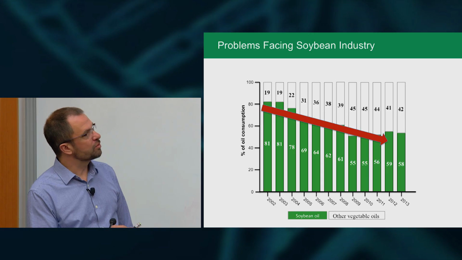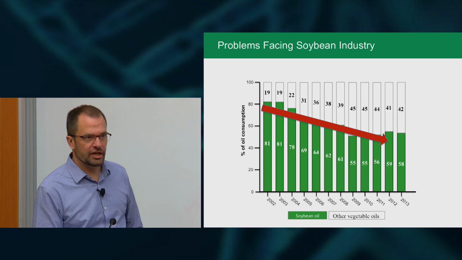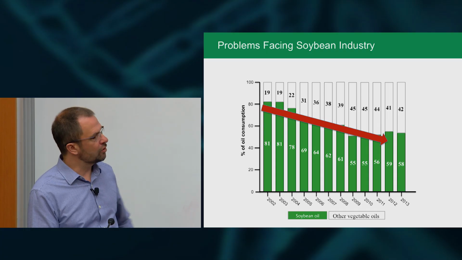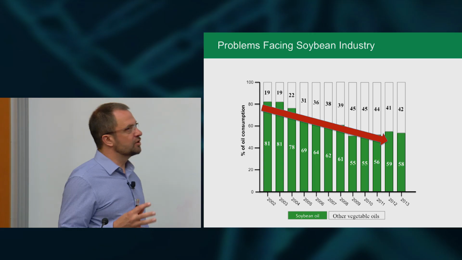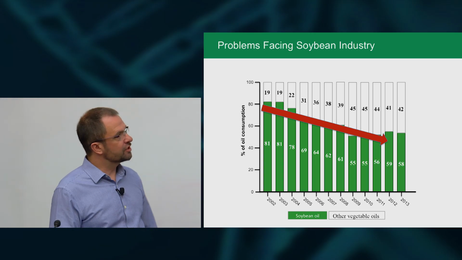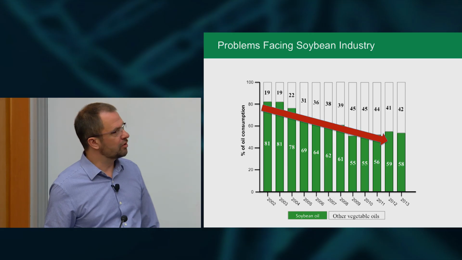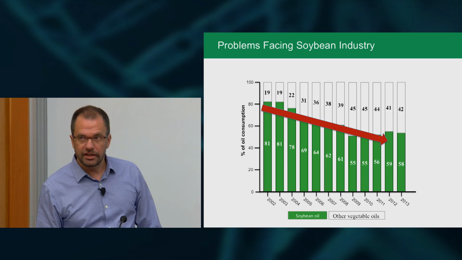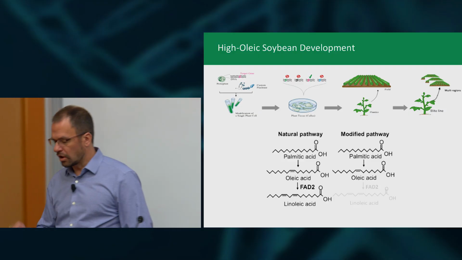What it's been replaced by are those oils that have a higher composition of monounsaturated fats, the sunflower oils and the canola oils. And so what we at Calyxt tried to do is to come up with a genetic strategy to change the fatty acid composition of the soybean oil and genetically create an oil that's more like canola or olive oil.